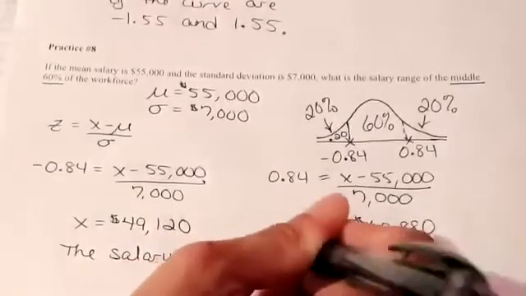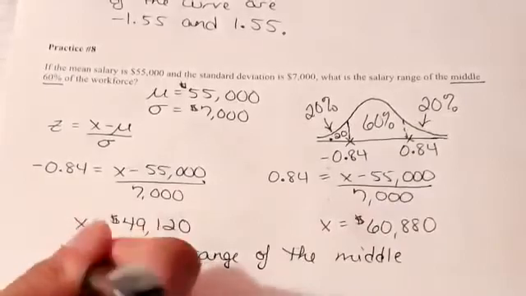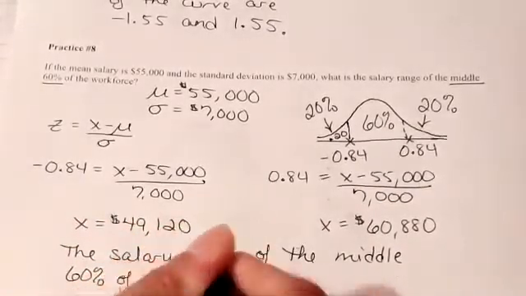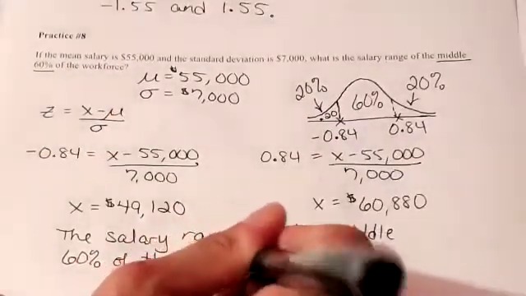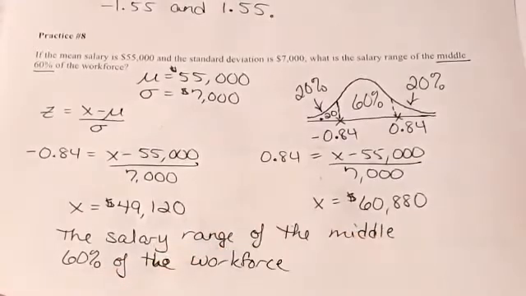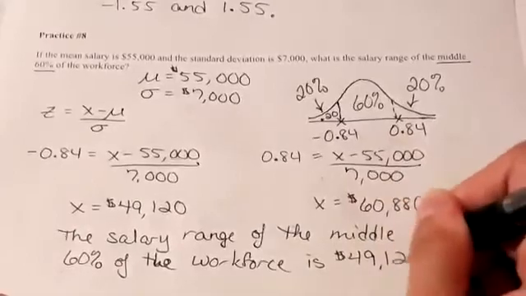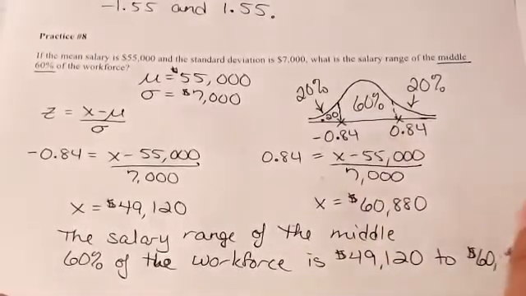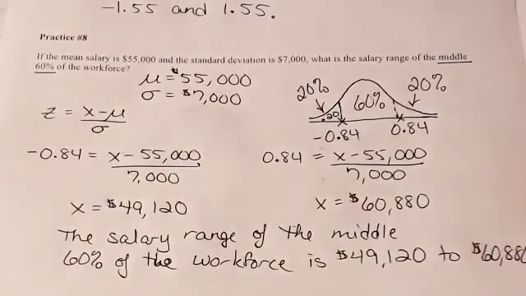So the salary range of the middle 60% of the workforce, I'm writing and thinking at the same time, is $49,120 to $60,880. Excellent.